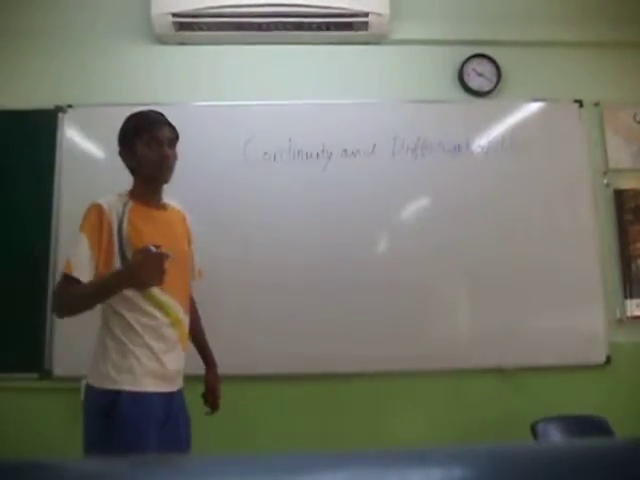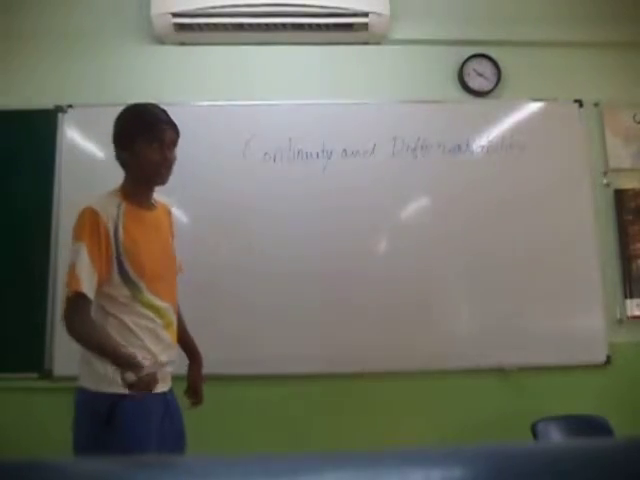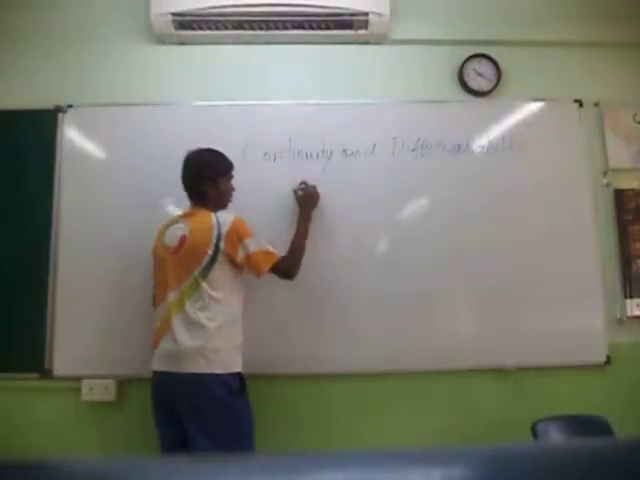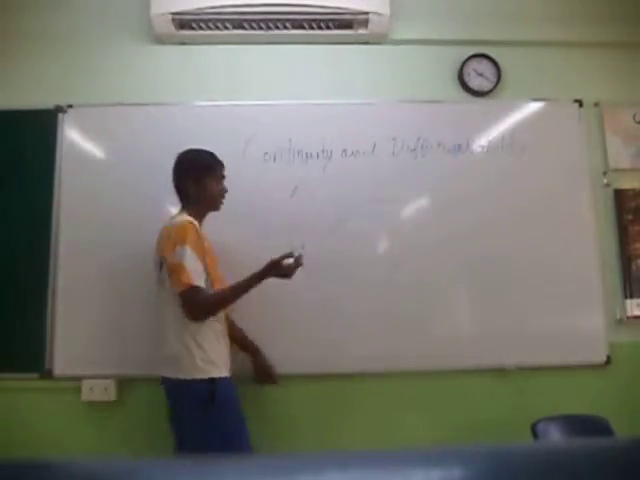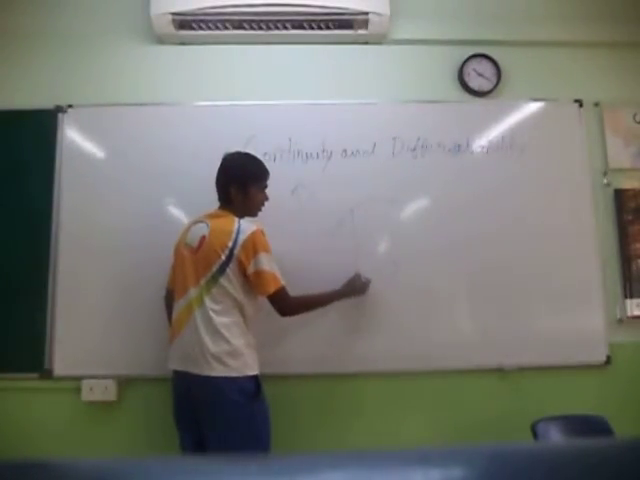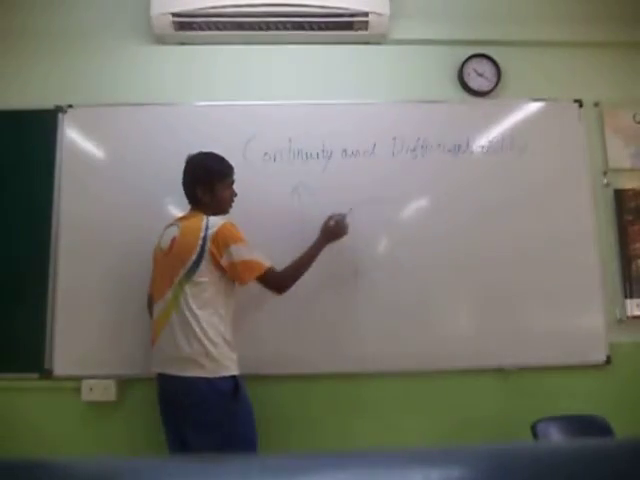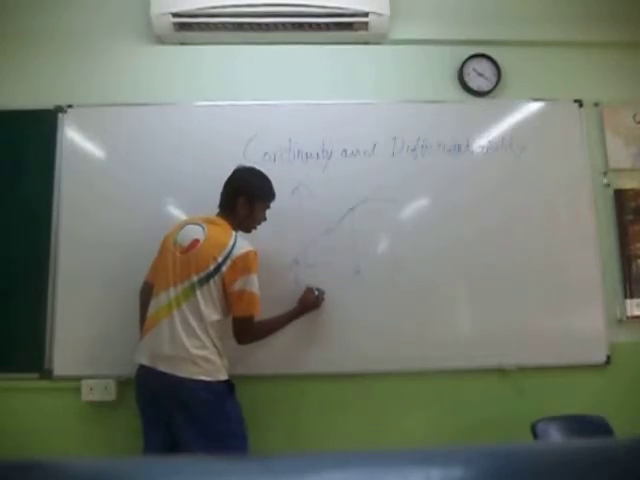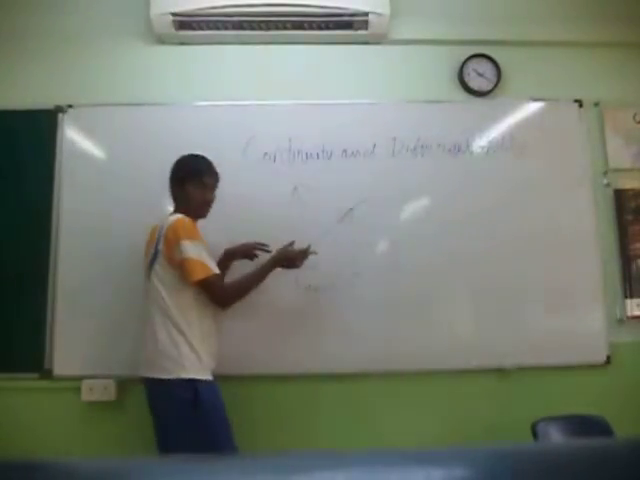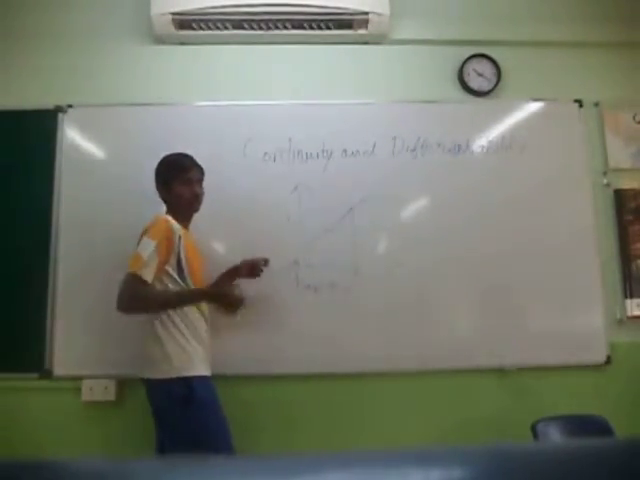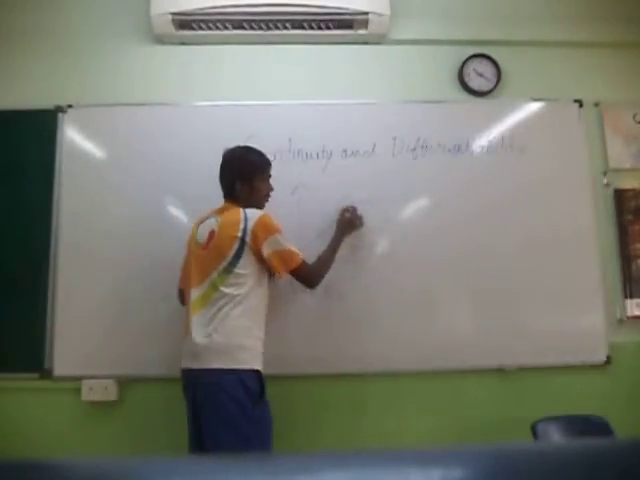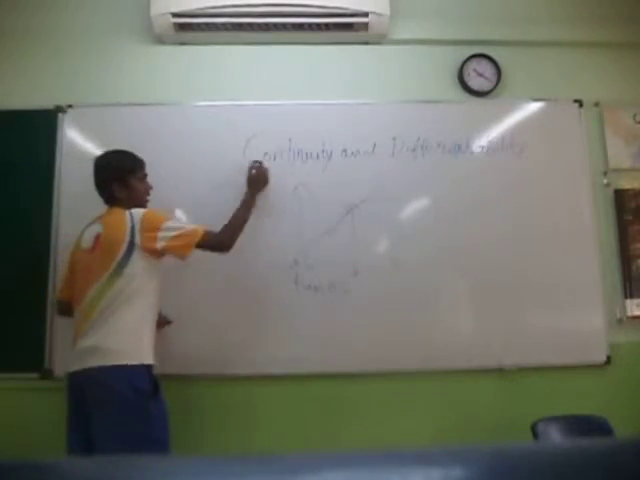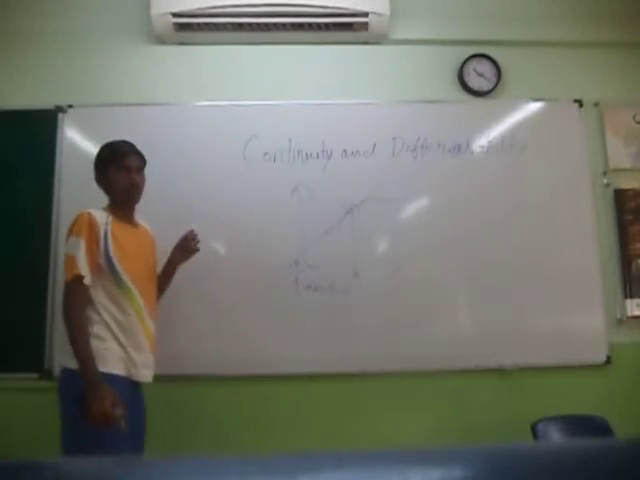Now let's check what differentiability of a function is. The derivative of a function at a particular point is the slope of the function at that particular point. So to attain the derivative of a function at a particular point, first of all, the function should have a tangent at that particular point.